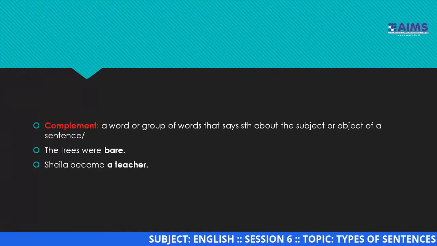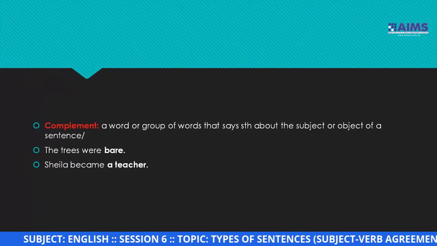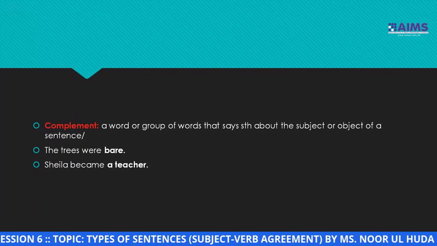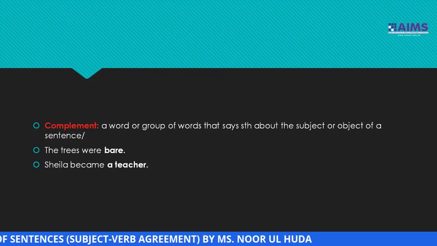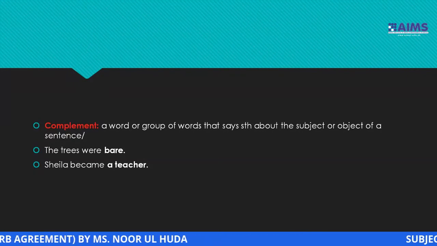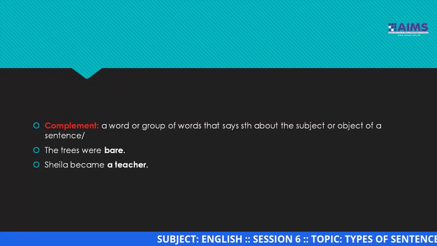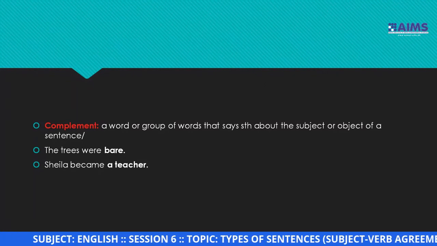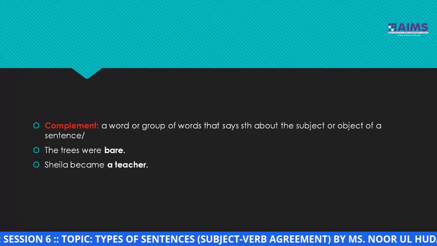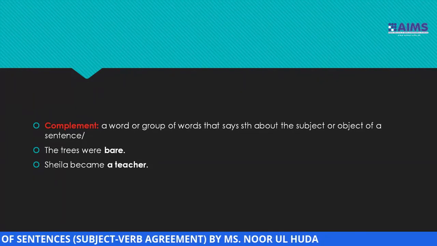Like the trees were bare. Now this is not the object, because the object means the receiver of the action, but it is telling the quality of something. So how were the trees? The trees were bare. So bare is a complement here. Sheila became a teacher. So a teacher is a complement here.